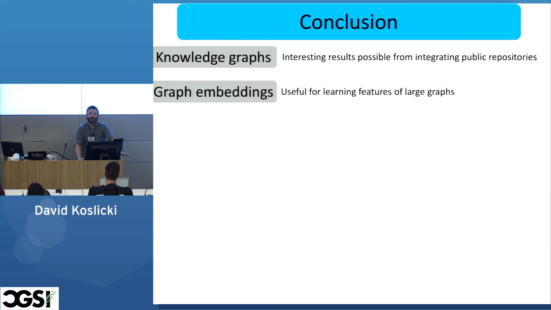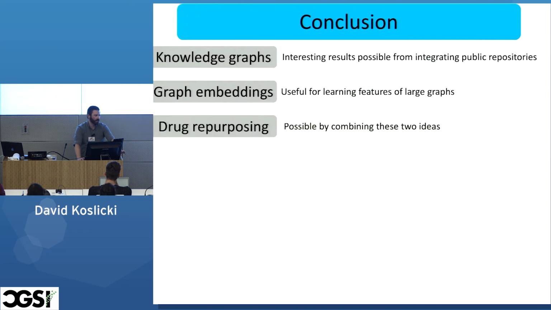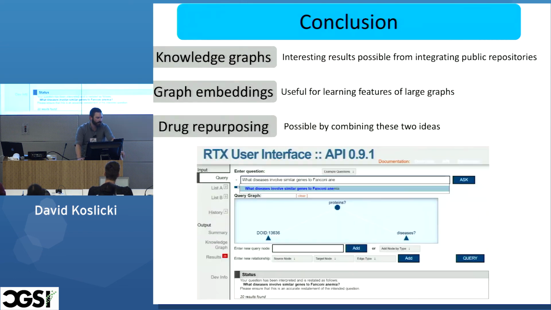These graph embeddings like Node2Vec or DeepWalk or these various things that I mentioned are great ways to learn features on large graphs. If you're doing computational biology, I'm pretty sure you ran into a graph at some point, probably a big one. Drug repurposing is possible by combining these different ideas here.